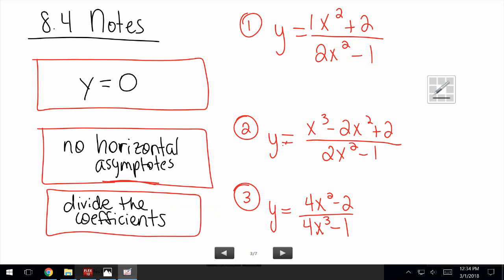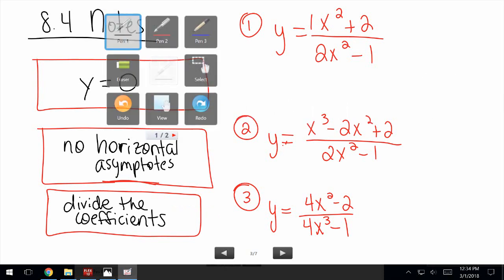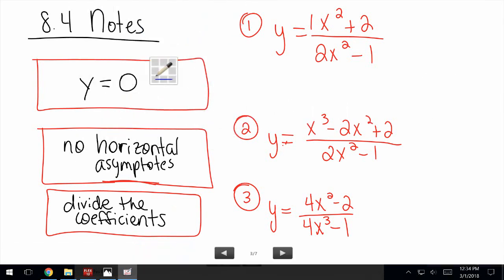All right, we got 3 problems. Here we go. Number 1. What's your degree on the top? 2. What's your degree on the bottom? 2. So they're the same. So you divide their coefficients. So you have a horizontal asymptote at y equals, the coefficients are 1 over 2, so y equals 1/2. That's all we got to do.